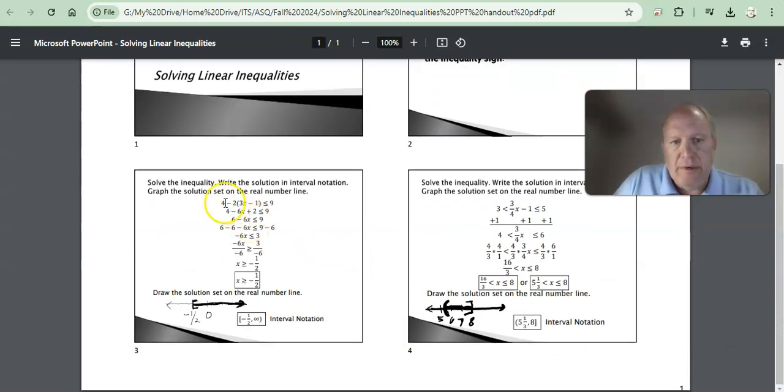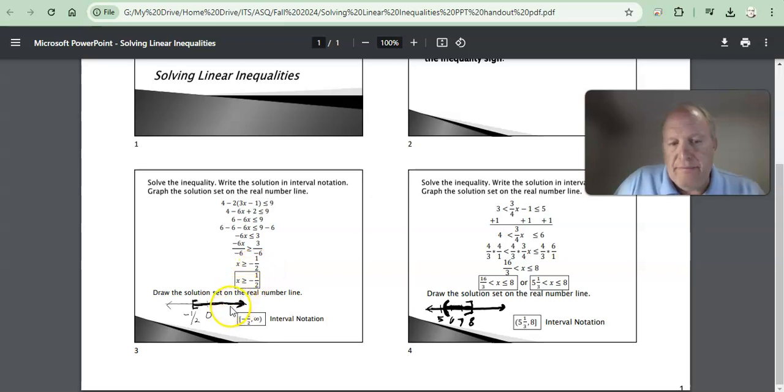So here's an example. Notice how it looks very similar to an equation, except it has a less than or equal to symbol. Same thing goes. The first thing you do is distribute the -2, just like you would. That's going to give you 4 minus 6x plus 2 is less than 9. You're going to collect like terms. The 4 and the positive 2 make 6. Subtract 6 on both sides, which eventually ends up giving you x is greater than or equal to -1/2.